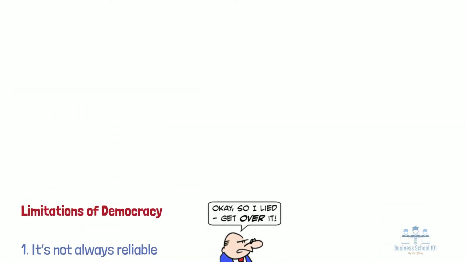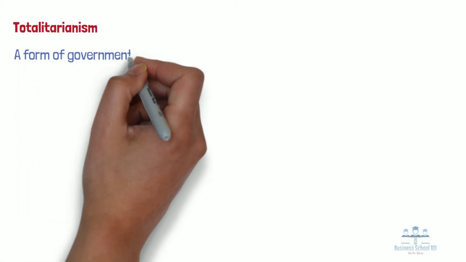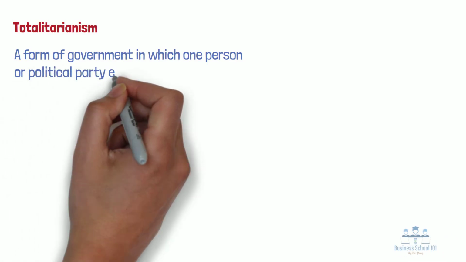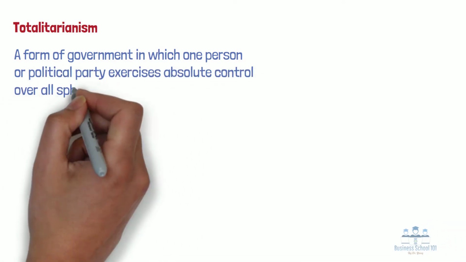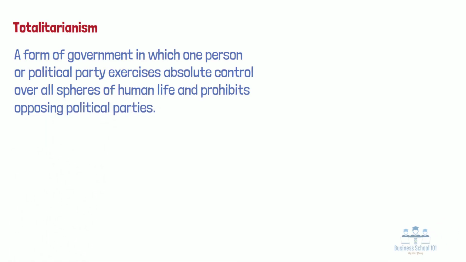Now, let's study the opposite of democracy, totalitarianism. Totalitarianism is a form of government in which one person or political party exercises absolute control over all spheres of human life and prohibits opposing political parties. Totalitarian governments normally share 3 features.